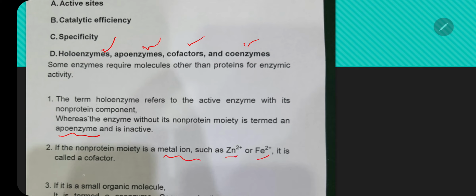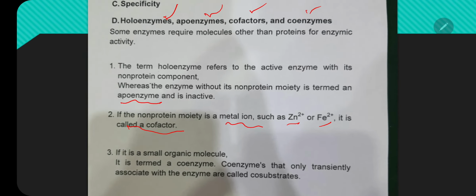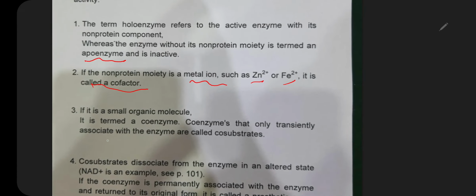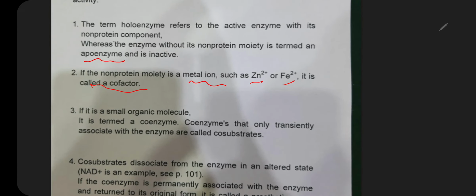or iron, it will be called a cofactor. Very easy. You can make such a statement yourself. If it is a metal, zinc or iron, it is a cofactor, and the enzyme without the non-protein moiety is the apoenzyme. And if it is an organic molecule, one portion is not enzymatic or protein, and attached with that is an organic molecule, it is termed as the coenzyme.